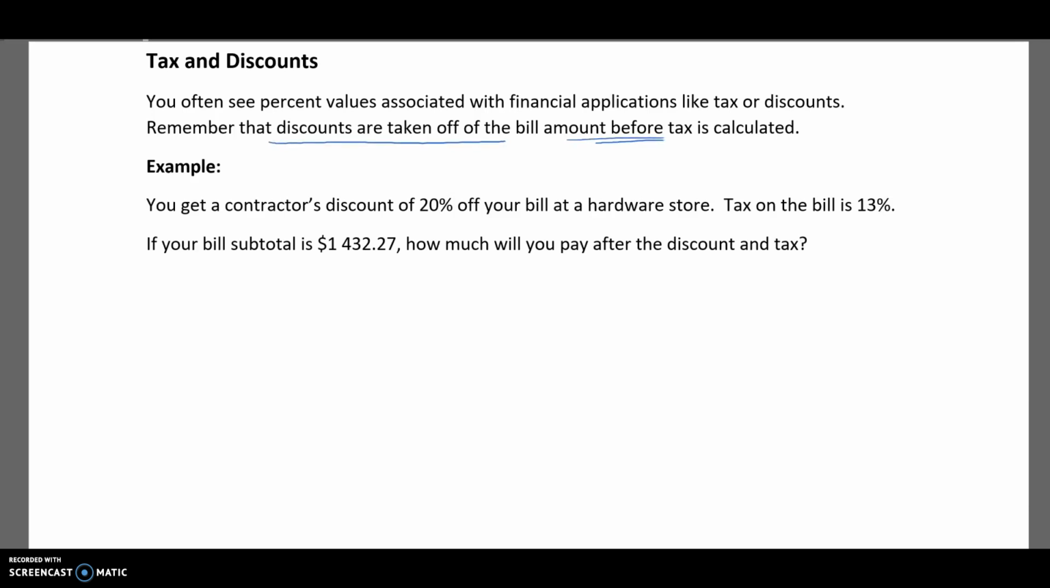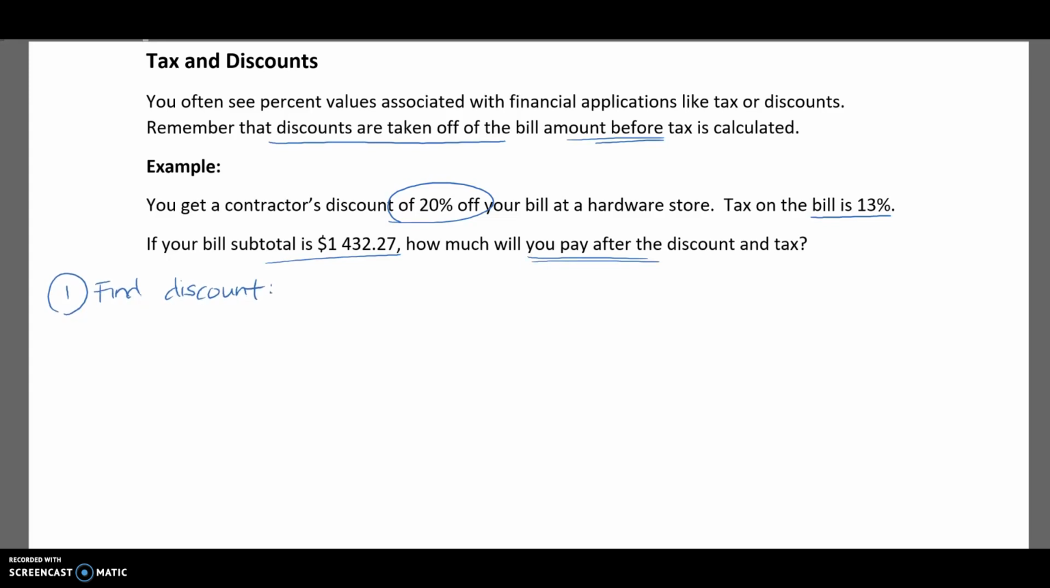Looking at this example, if you get a contractor's discount of 20% off your bill at a hardware store, and we know the tax on the bill is 13%. The bill subtotal is $1,432.27, and we want to know what's the final total going to be after the discount is applied and the tax is added. A couple of ways to look at this problem, but we'll have to do at least a couple of things. We need to find the amount of the discount and then add the tax onto the new bill. So first we'll find the discount.